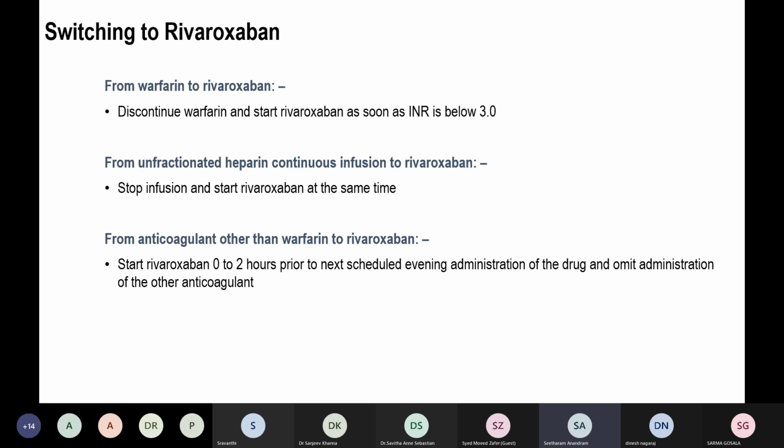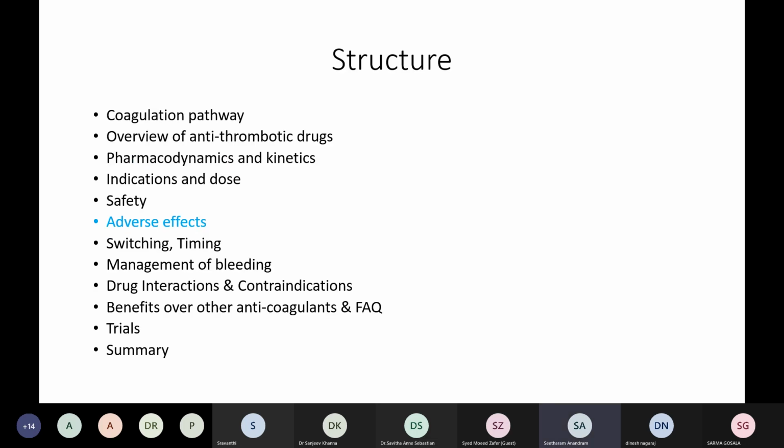And if you want to switch from any other oral anticoagulant to rivaroxaban, you just have to start at the same time the next day, or at least a couple of hours before. So if somebody is on, say, dabigatran today and you are planning to start him on rivaroxaban, you can start him at the same time tomorrow, or maybe an hour or two early.